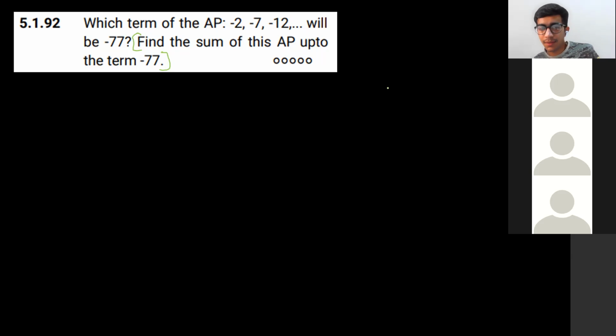Okay. Minus 632. All right. So we have the first term as -2. We have the common difference as -5. You have to first calculate the number of terms. So we have an as -77. Anybody who could tell me what is the number of terms over here?